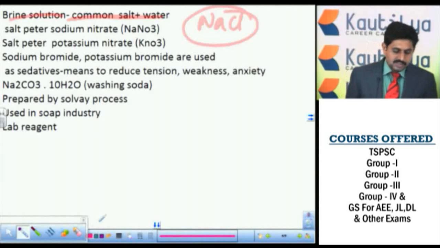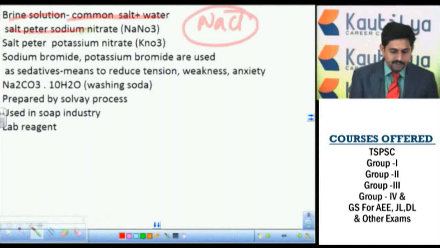Saltpetre, sodium nitrate, is the same as potassium nitrate, KNO3. Then sodium bromide and potassium bromide are used as a sedative.